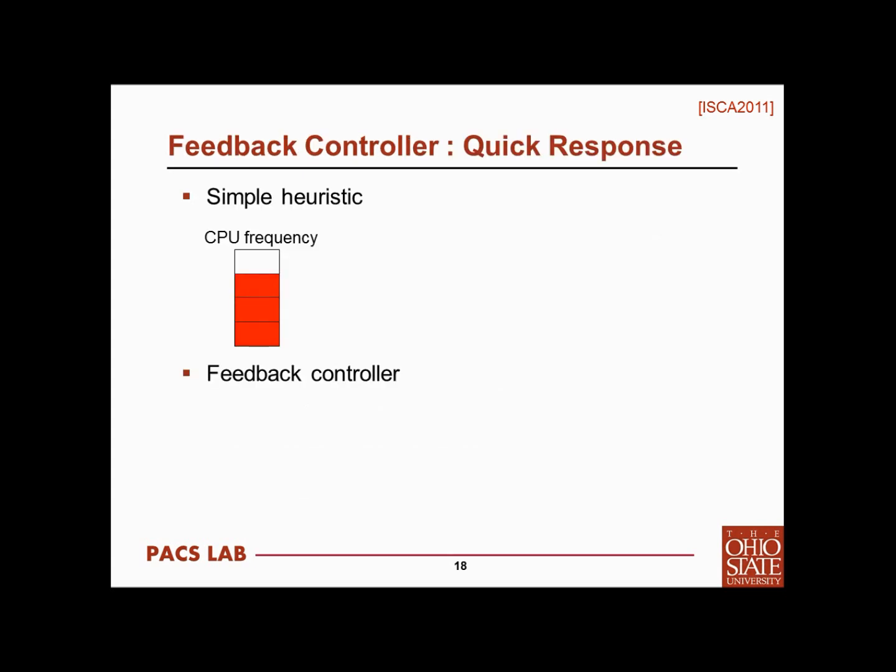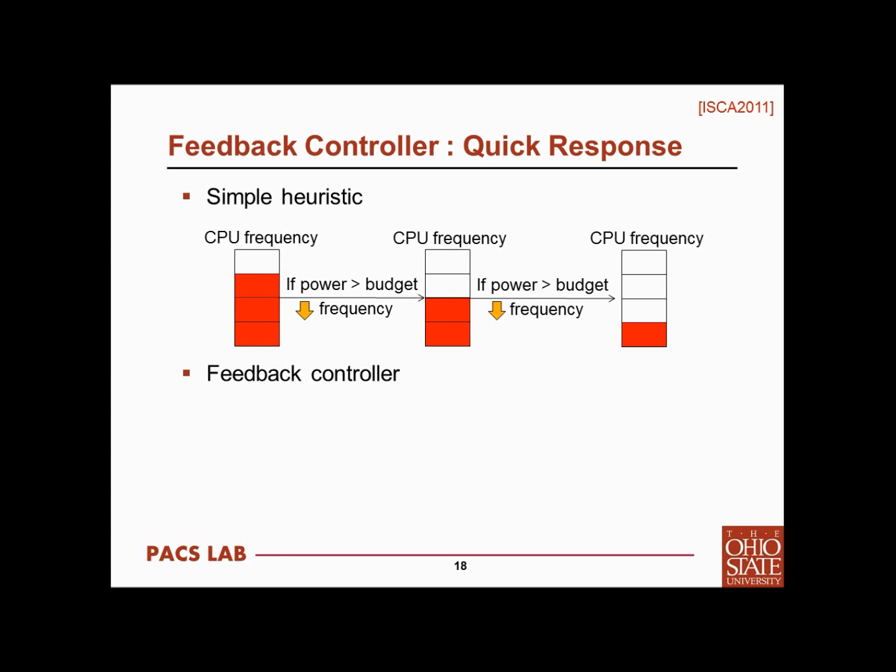Before we introduce our feedback controller, let's first recap the very simple but very classic heuristic to do power control. Suppose we have a processor, it has multiple frequency levels. If the current power consumption is higher than the power budget, then we decrease the frequency by one step. If after that the power consumption is still higher than the power budget, we further decrease the frequency until the power budget is achieved.